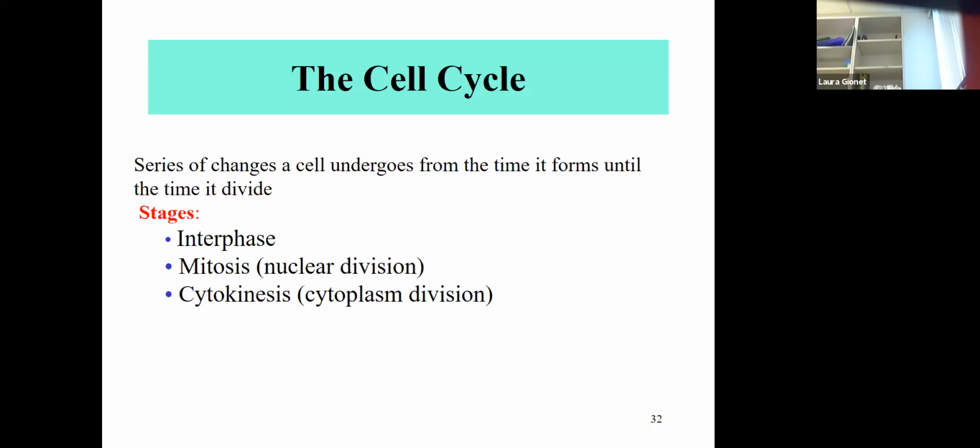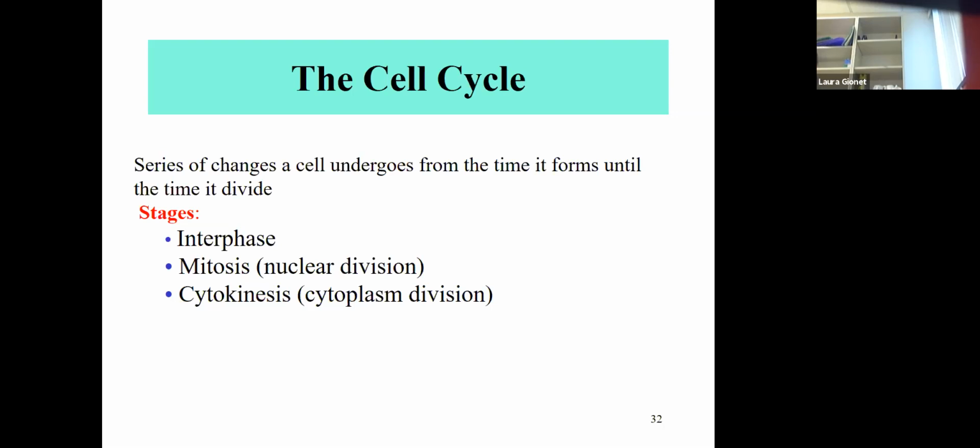Right, so the cell cycle. This is a series of changes a cell undergoes from the time it forms until the time it divides. Most cells are going to be capable of replicating themselves, and they need to, because you need to restore the population of cells that get worn out and taken out of circulation. When it needs to make a carbon copy of itself, these are called general body cells or somatic cells. These are not cells associated with reproduction, like oocytes and sperm. These are what's called somatic cells.